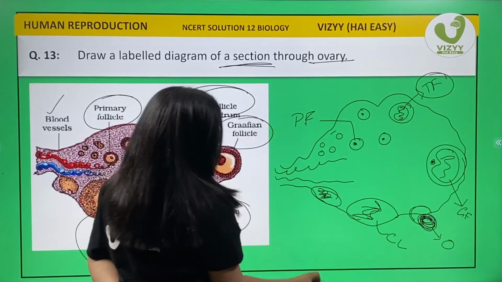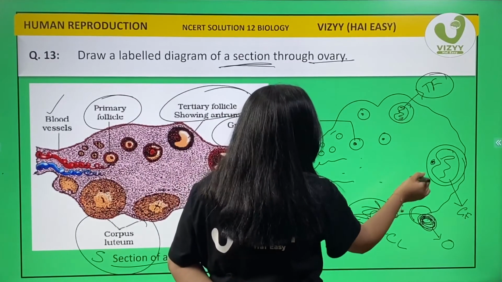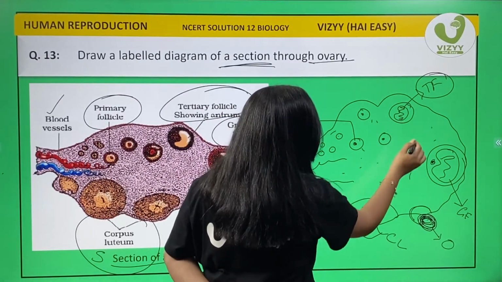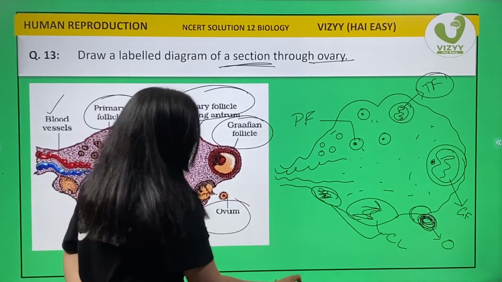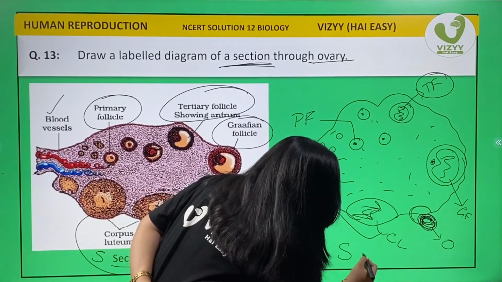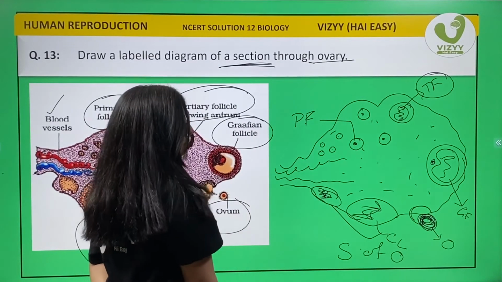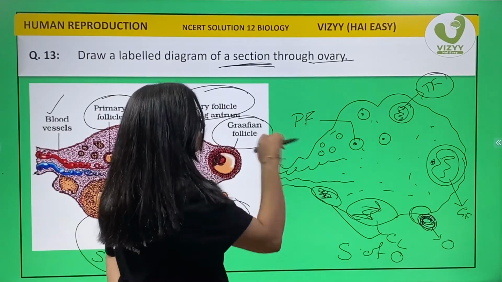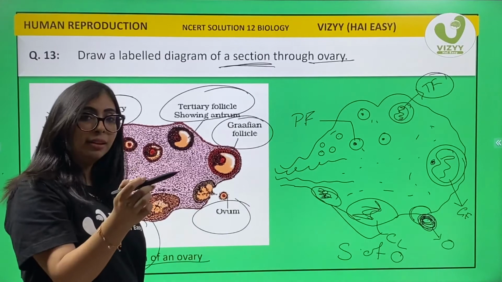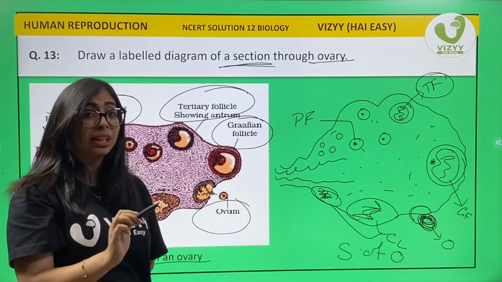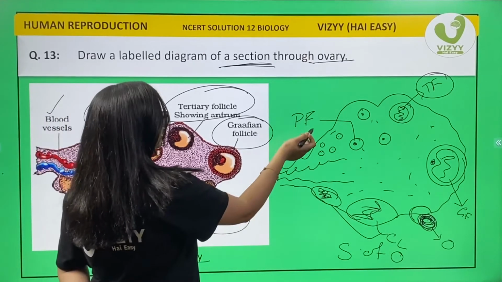Similarly here. So students, this is the cross section of an ovary. Okay? And lastly, label this as section of ovary. Okay? Yeah. So this is your cross section of an ovary. Again, don't waste much time drawing it, but take your full time and attention while you are labeling it.